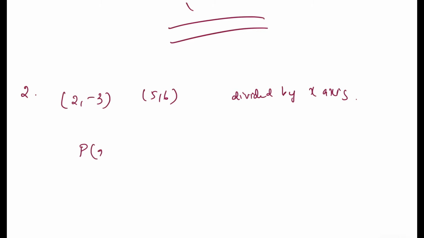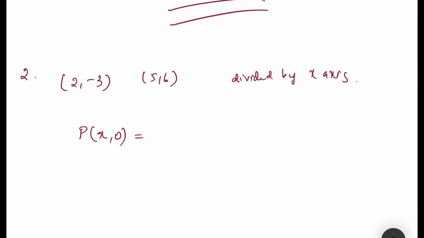Now coming to the second question. In what ratio is the line joining (2, minus 3) and (5, 6) divided by the x-axis? If it's divided by the x-axis, what will be the point P? Point P will be (x, 0). Your y remains 0 here, since it's divided by the x-axis. So let us come to that.